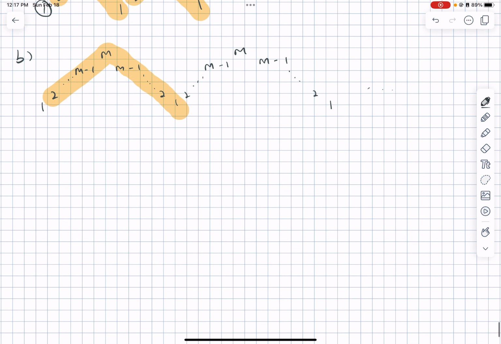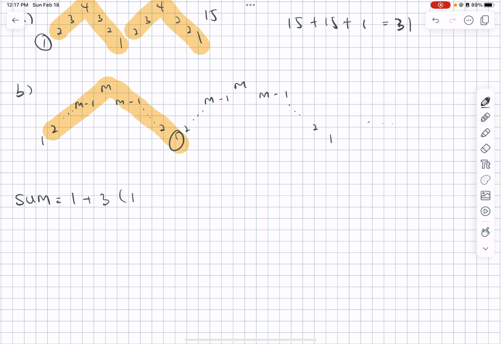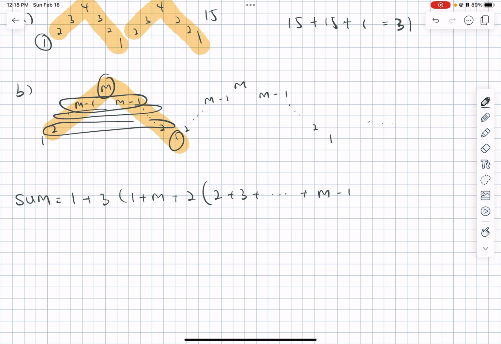So our sum of this sequence is going to be 1 plus 3 times. So what is the sum of this orange highlighted area? Well, first we have 1 at the bottom here. We have m at the top. And we also have 2 of every other element. So there's 2 m minus 1s, there's 2 m minus 2s, and there's all the way until there's 2 2s. So 2 times 2 plus 3 plus all the way to plus m minus 1.